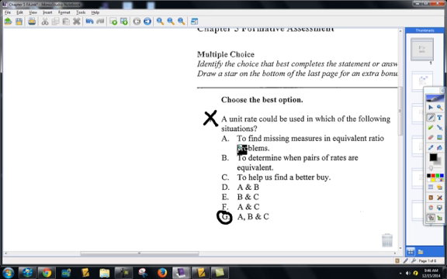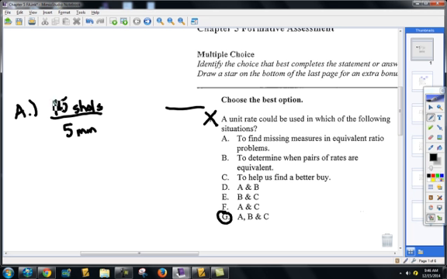So first of all, letter A. To find missing measures in equivalent ratio problems. Okay. Well, let's put an A somewhere. Put it on your paper somewhere. And I'm going to give you an example. I'm going to say, let's say that I made 15 shots in 5 minutes. No, I don't want to do that, I want to change this a little bit.